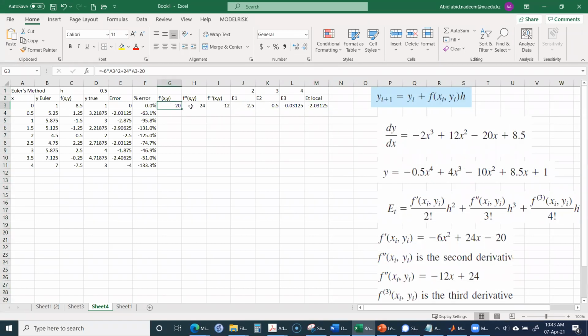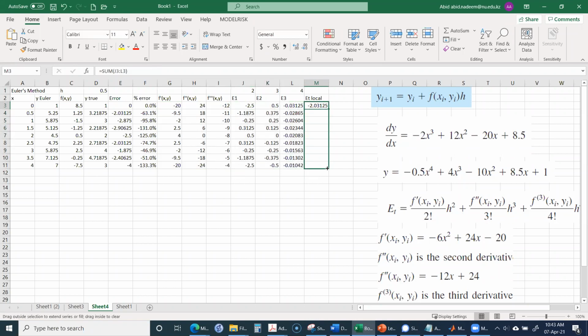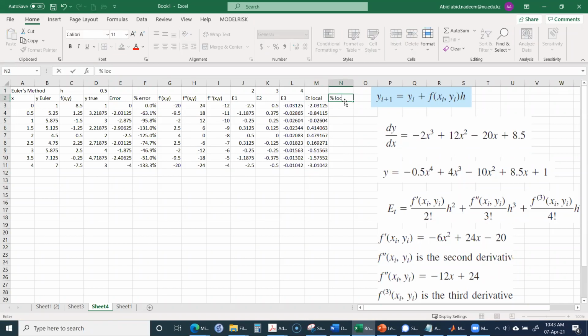So now what I can do is copy it down, okay, and then find these errors, and then I can copy it down. Hopefully it is correct. So this is the true error, okay. So the percent local error will be equal to this local error, okay. So this is equal to this error divided by the true value. So the true value is here.